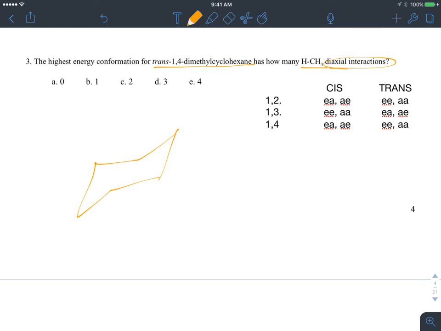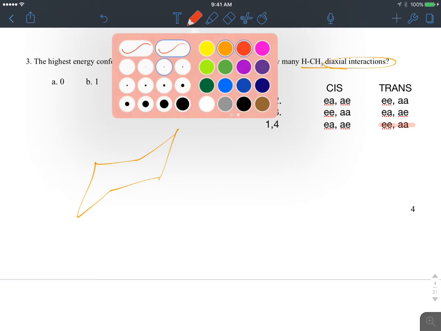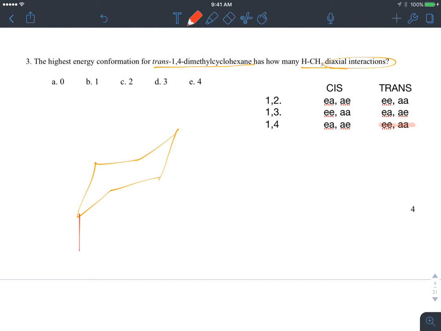Well, in regards to a chair conformation, we want to know that axial positions are unfavorable for any compounds that we're attaching to the cyclohexane. And so in this case, in a 1,4 trans, we have the option of either having EE or AA. Now the AA, we just said, is going to be our highest energy conformation, so that's what we're going to go ahead and draw our methyl groups. We're going to put them in the axial position.